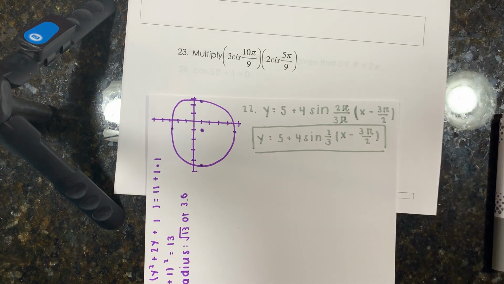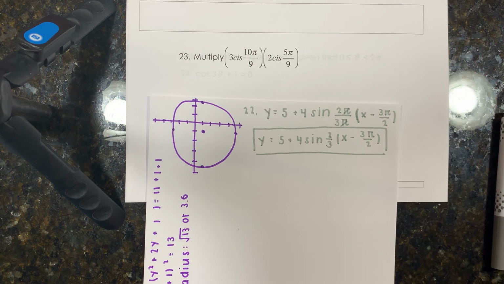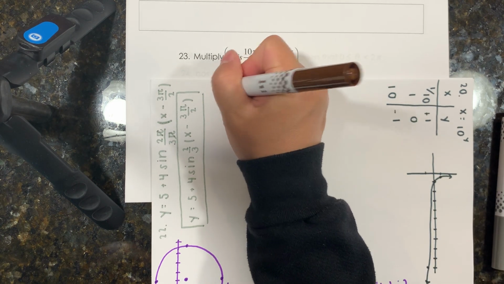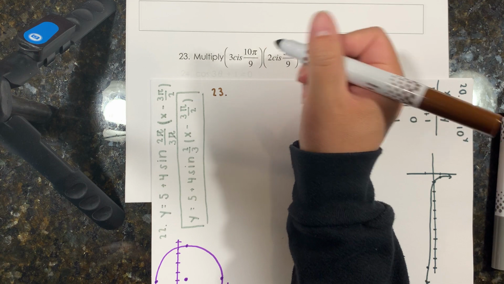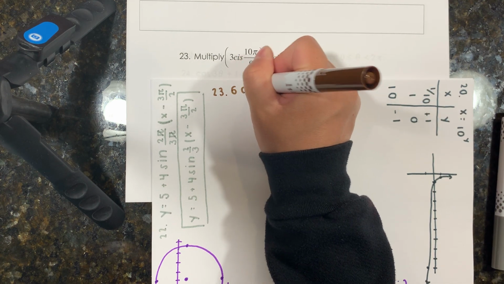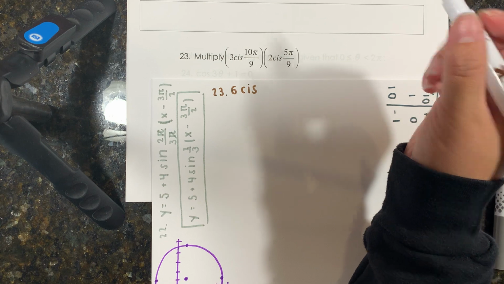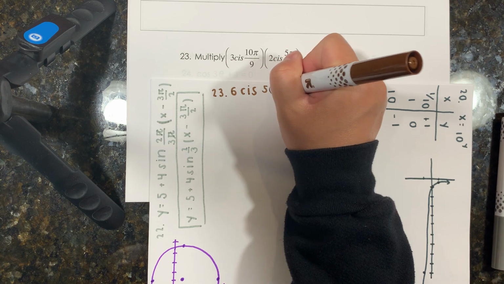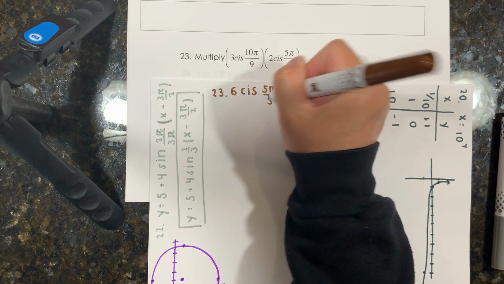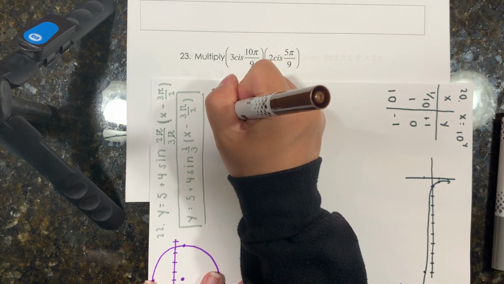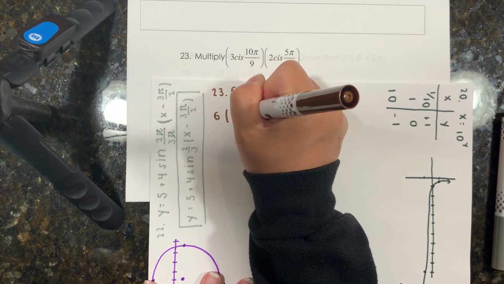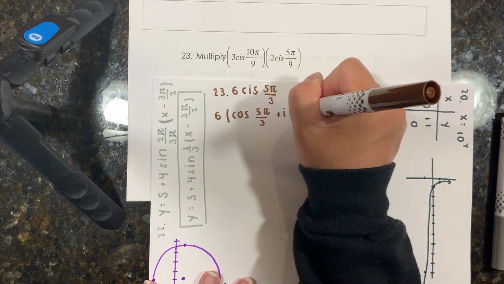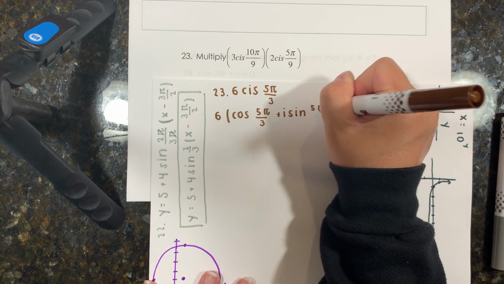Now looking at number 23, we need to multiply these together. And when I do so, I multiply the moduli, which would give me 6 cis, and 10 plus 5 is 15 divided by 9 would be 5 pi over 3. I do need to expand this, so that's going to be 6 cosine of 5 pi over 3 plus i sine 5 pi over 3.